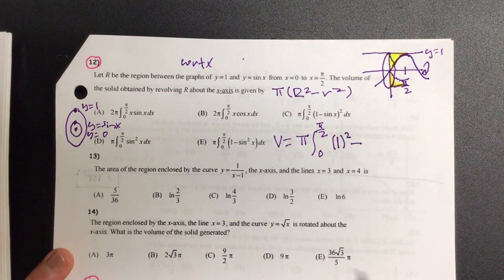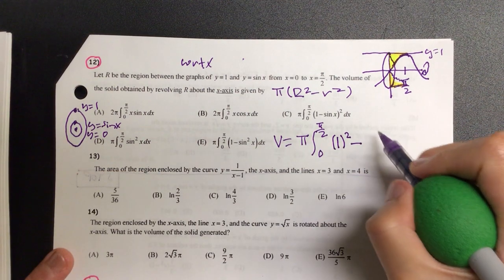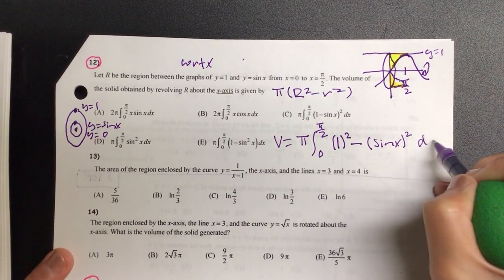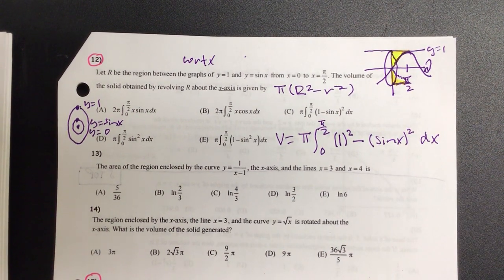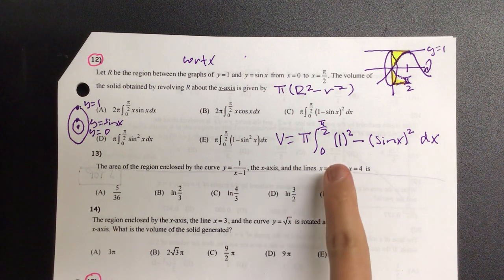Minus, now we need the little r. The little r is sine of x minus 0. Do I care about the 0 again? No. Sine of x all squared dx. Could we just do 1 minus sine of x squared? No, because if you do 1 minus, that 1 is a negative. Right now, 1 is not a negative.